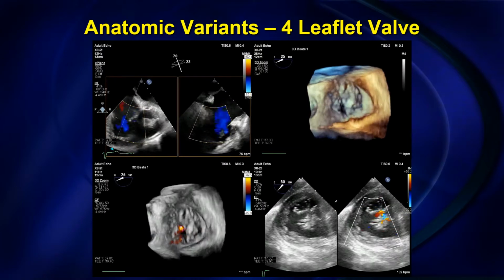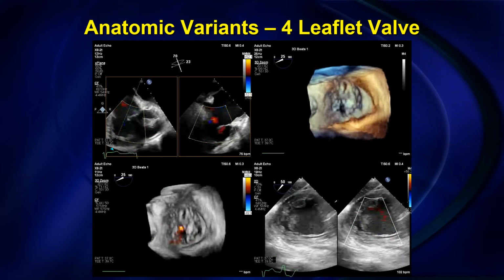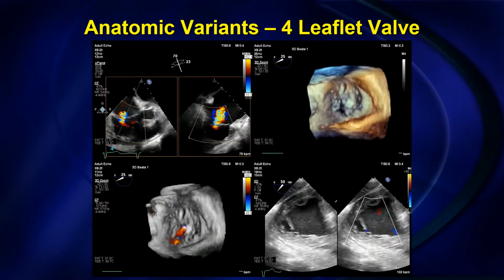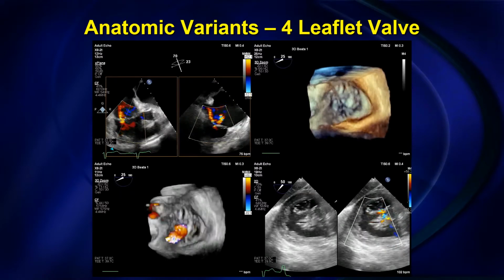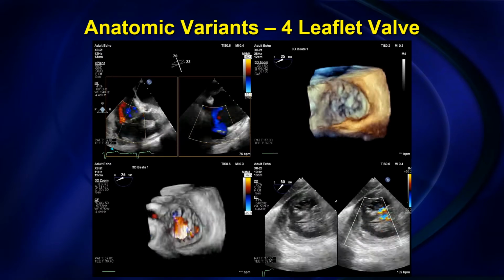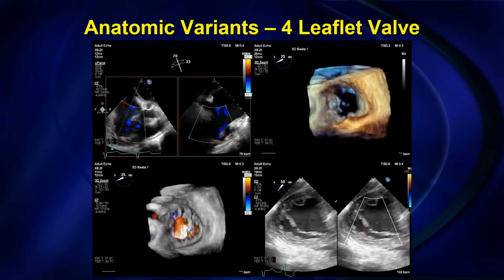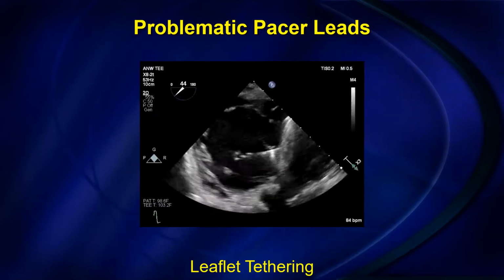This gives us the best definition of the leaflet anatomy and visualization of the coaptation gaps. Here we see that the transgastric short axis view in the lower right best shows us that the valve is actually quadricuspid. This view also shows us the leaflet tips and potential pacer lead interaction with the leaflets. Here the pacer lead is seen interacting with the septal leaflet.